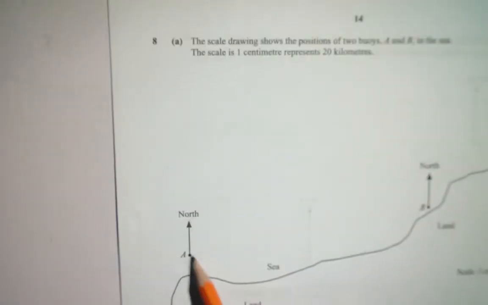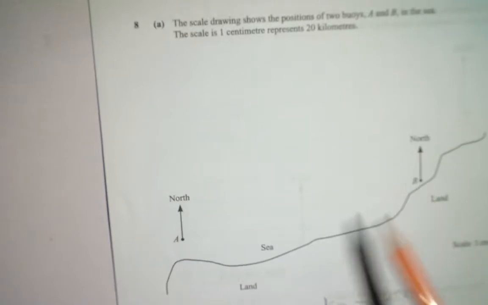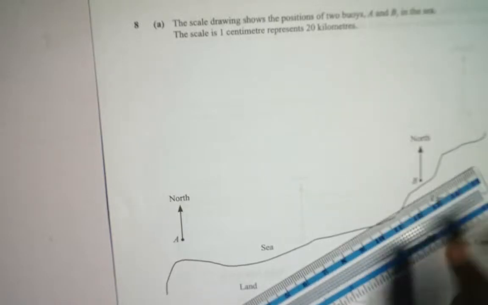Then the second one says, measure the bearing of buoy B from buoy A. Bearing of B from A. Take note of that. So A is our reference point. We want to get the bearing of B from A. How can we do that? First, let's join A and B with a line, and then measure the angle that is between A and B. That will give you the bearing of B from A.